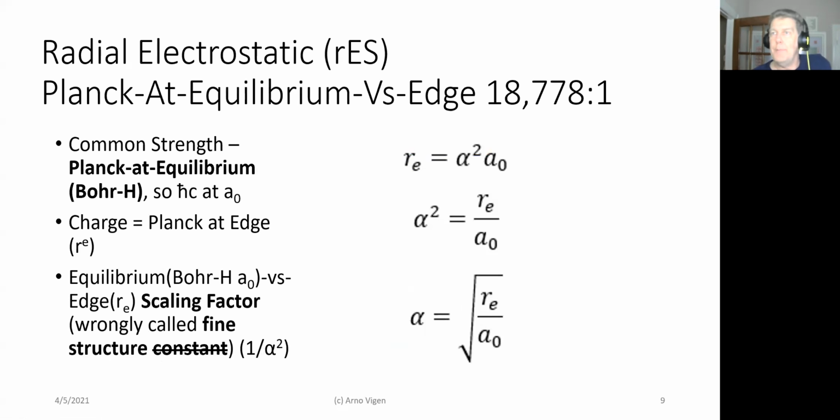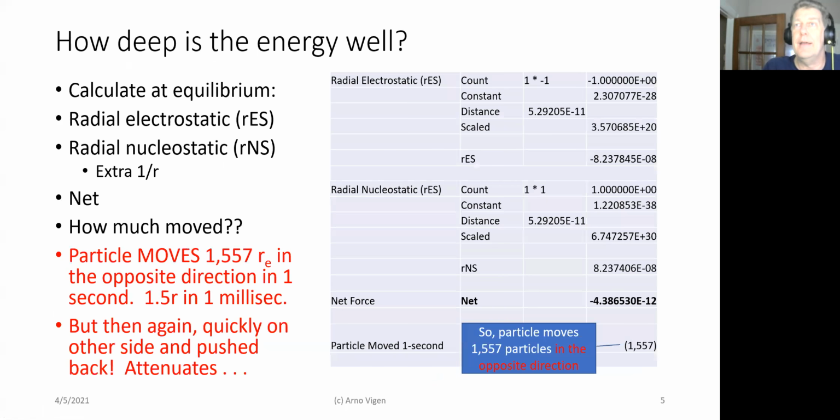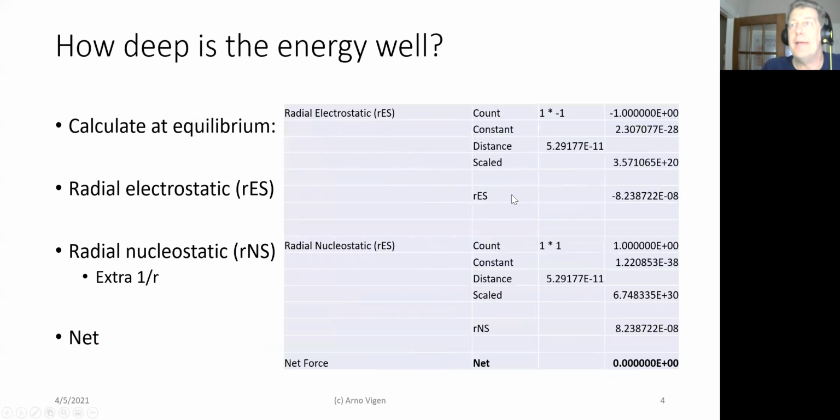But we're not taught the maximum strength. We're only taught the strength at A sub O. You see, Planck is the strength for both electrostatic and nucleostatic at the Bohr radius. Here's the calculation.